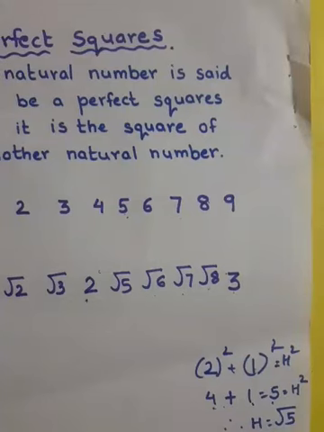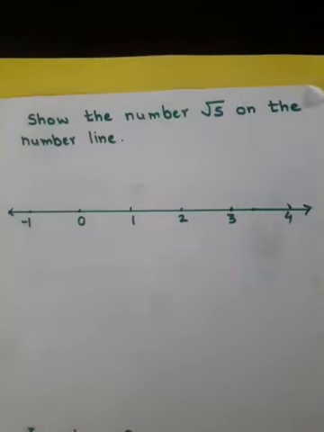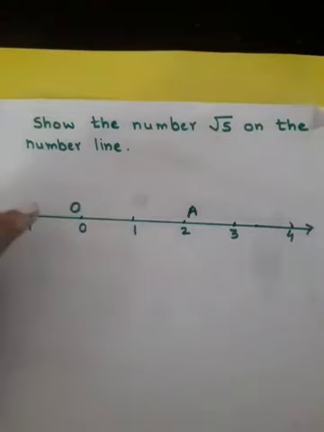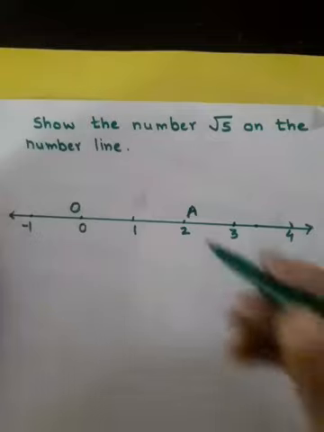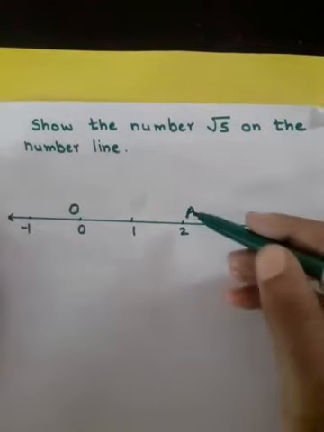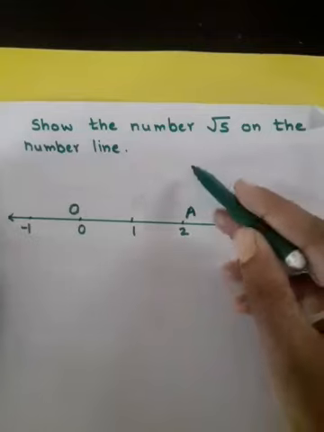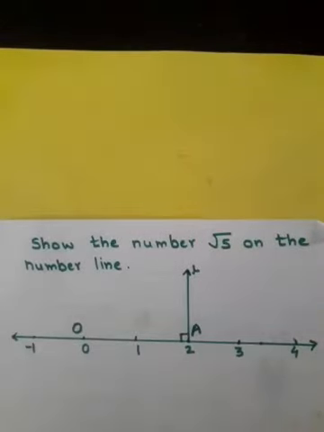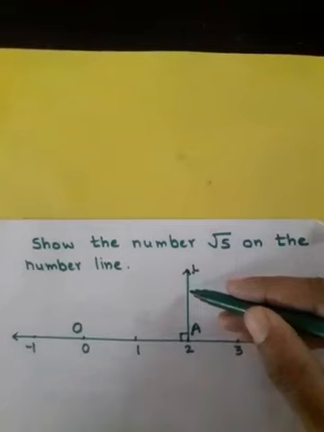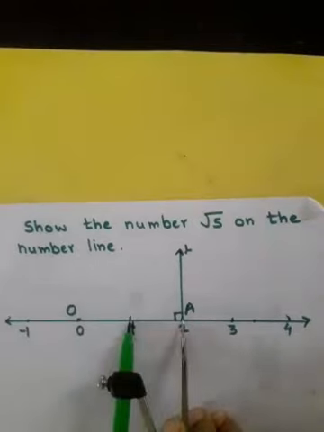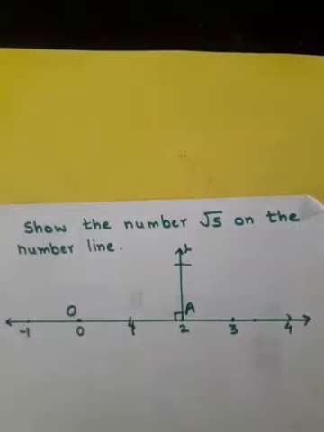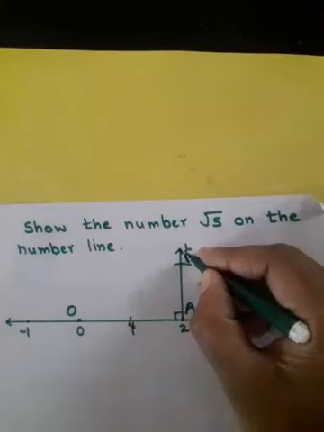Let us show root 5 on the number line. So here is our number line where O represents 0 and point A represents 2. Now through point A we will draw a perpendicular to the number line. Mark point P on this perpendicular at a distance of 1 unit from point A. This is the distance of 1 unit. We will mark the same distance on this perpendicular and we will name the point P.